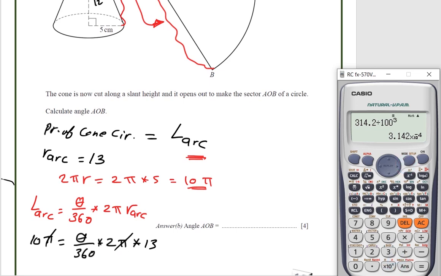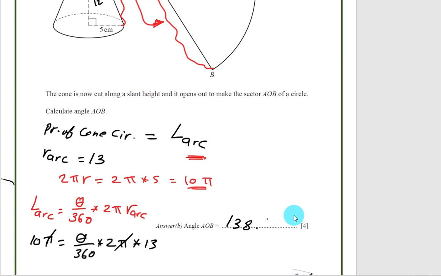Theta is equal to 10 multiplied by 360 divided by 2 multiplied by 13, which is 138.46 degrees. This is our theta.